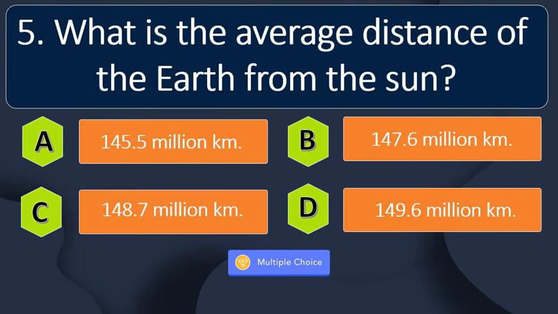Let's proceed with question number 5. What is the average distance of the Earth from the Sun? A, 145.5 million kilometers, B, 147.6 million kilometers, C, 148.7 million kilometers, or D, 149.6 million kilometers? For number 5, it is 149.6 million kilometers, and that was letter D.